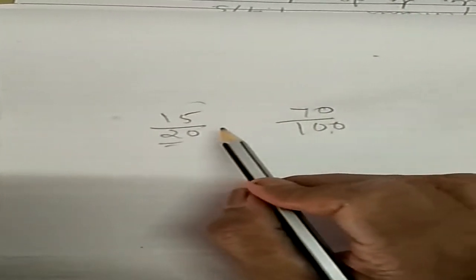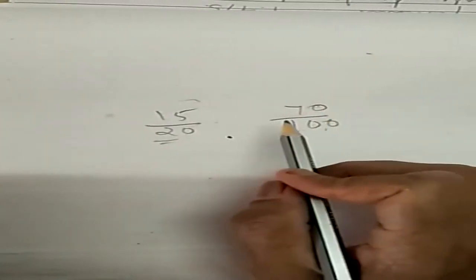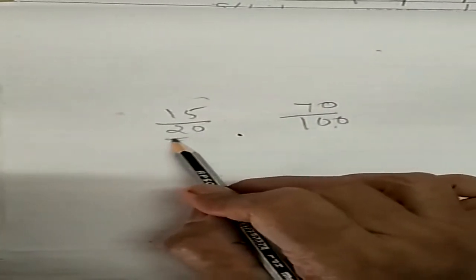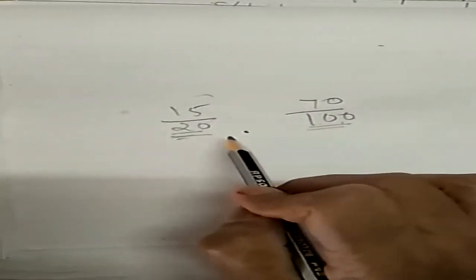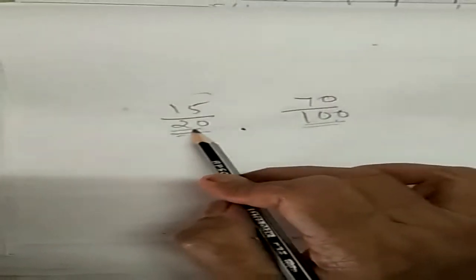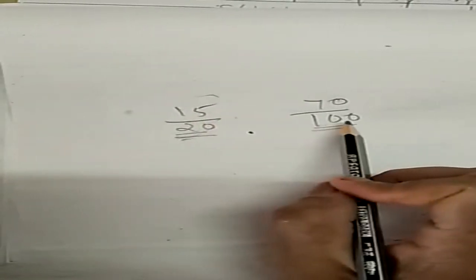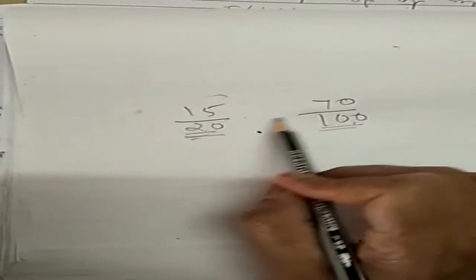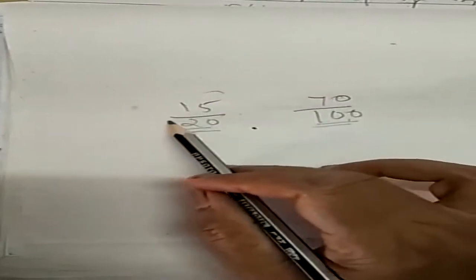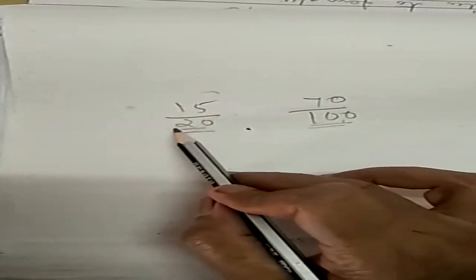Now how will you compare who has scored greater marks? How can you compare it? Unless and until both the totals are the same, only then can you compare. Can you compare who has scored the highest marks, 15 out of 20 or 70 out of 100? You cannot compare. For comparing, you have to make the total equal.